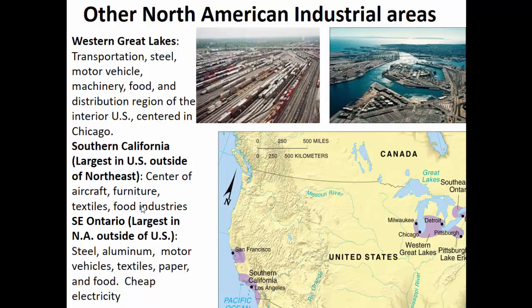Can't forget, going back to Southeast Ontario, located here on the map. It is the largest in North America that's outside of the U.S. It's smaller than Southern California. And again, just like the Mohawk Valley, they focus on steel, aluminum, motor vehicles, textiles, paper, and food. A little more motor vehicle production here than there is in the Mohawk Valley. A lot of cheap electricity, and so a lot of dams, which means a lot of aluminum production as well.